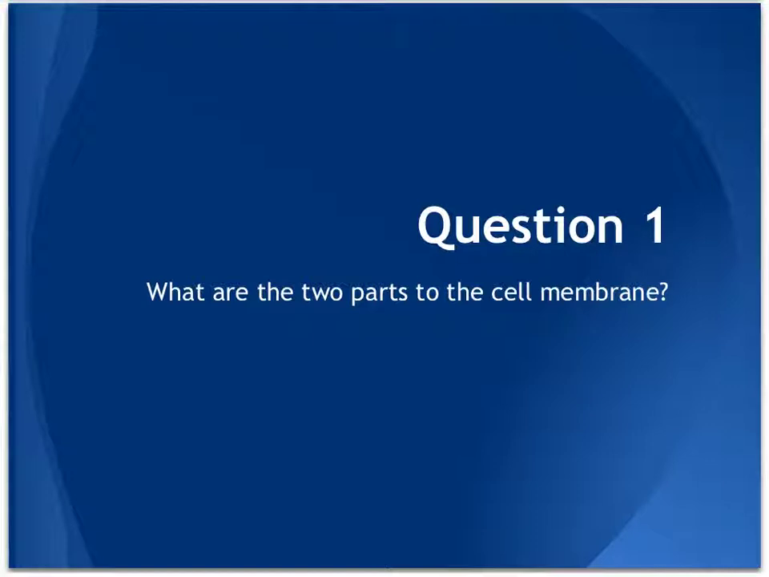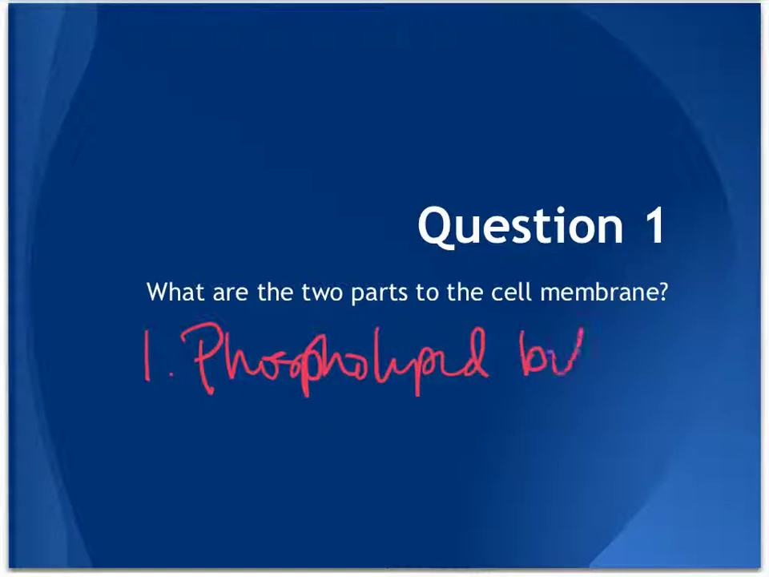All right, hopefully you've paused and have answered, and hopefully that answer has come to the two parts being, number 1, the phospholipid bilayer, and number 2, proteins. Now we've talked about two different kinds of proteins in the cell membrane, but generally we've got phospholipids and we've got proteins. Those are the two main parts of the cell membrane.